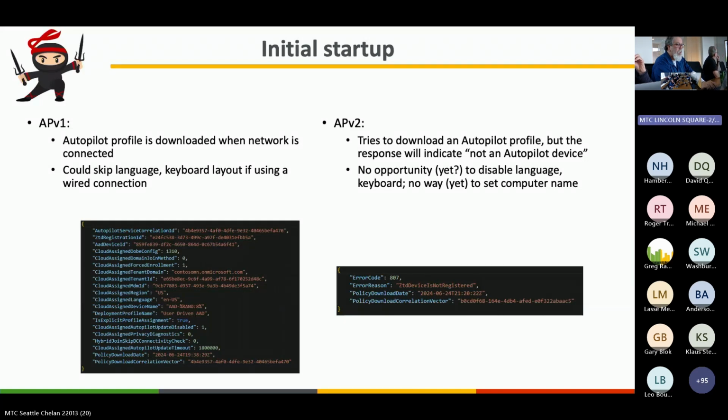In Autopilot V1, you could skip the language, keyboard, and layout if you had a wired connection, because that Autopilot profile would come down as soon as that wired connection was available. In the Wi-Fi case, you can't, because you have to go through those screens to make the Wi-Fi connection to then download the profile. In Autopilot V2, there's no way.